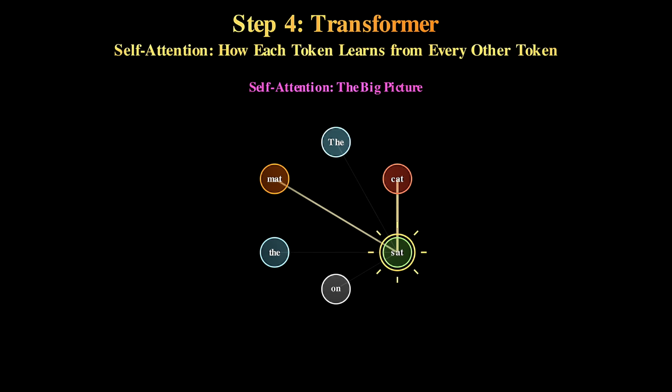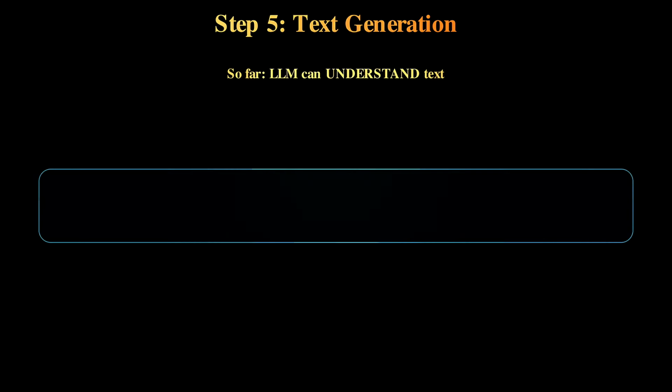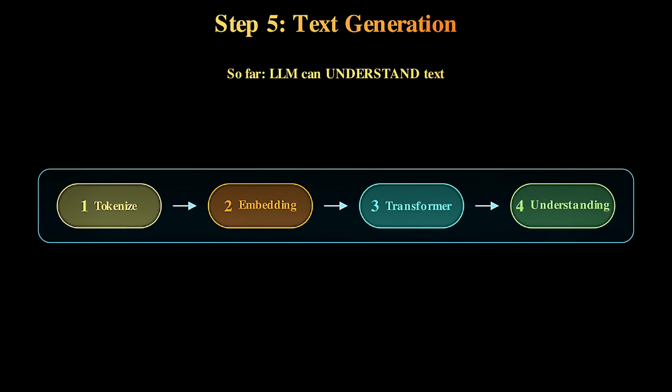But understanding alone isn't enough. Next, the LLM needs to produce a response. Finally, the model uses learned probabilities to predict the most likely next word and builds its response one token at a time. So far, we've seen how a large language model understands text through tokenization, embedding, and the transformer.